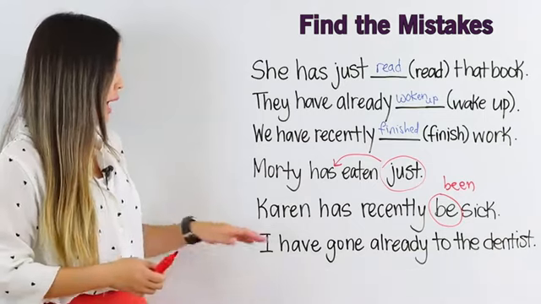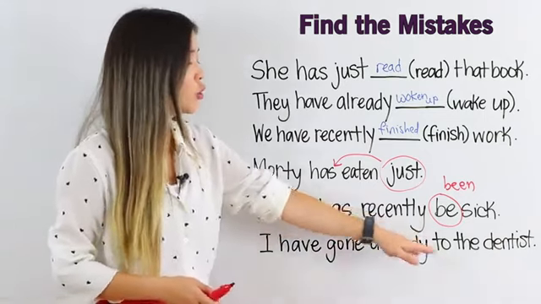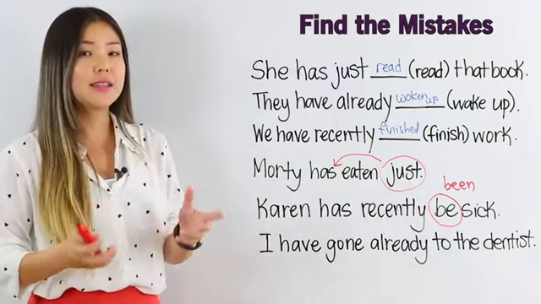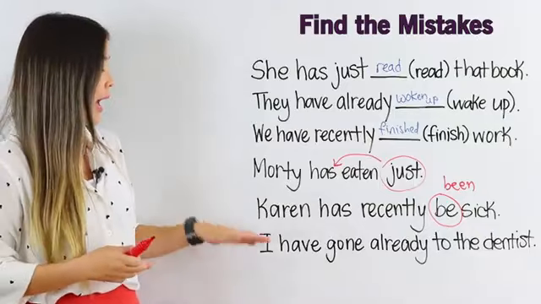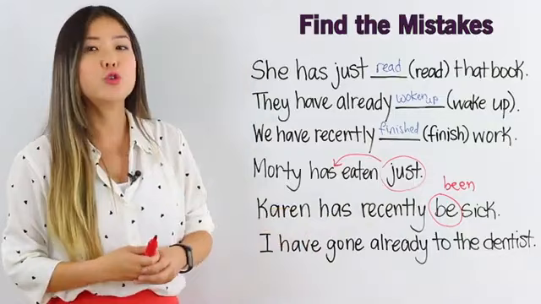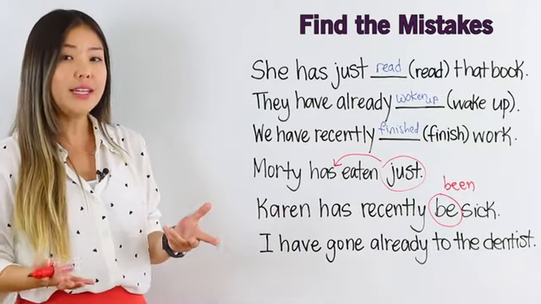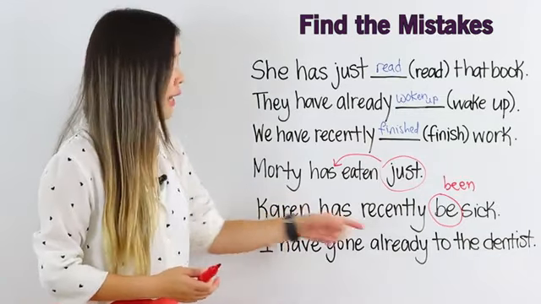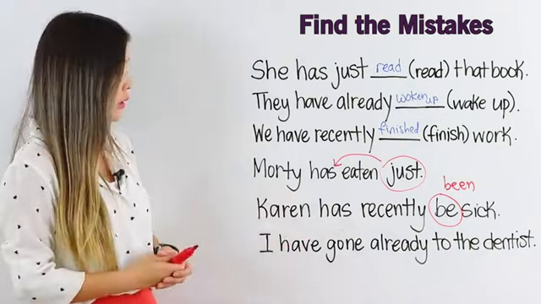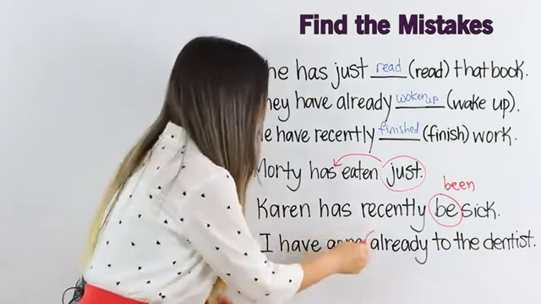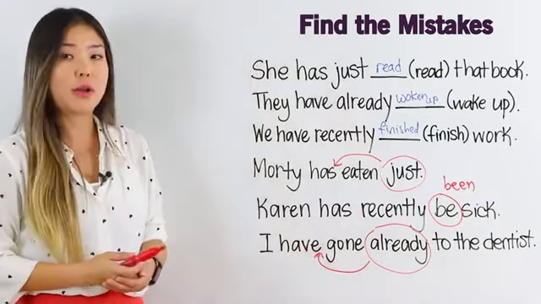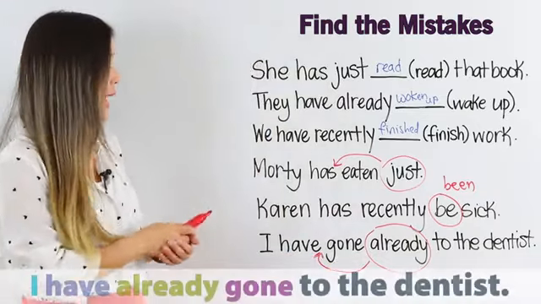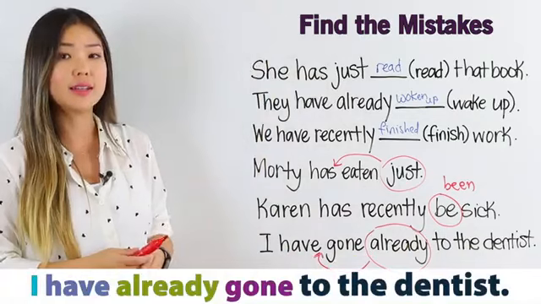And finally, I have gone already to the dentist. This is similar to another question we looked at just before. I have gone already to the dentist. The placement of already is a little awkward. So we can say, I have already gone. So we can put already before the verb, I have already gone to the dentist.